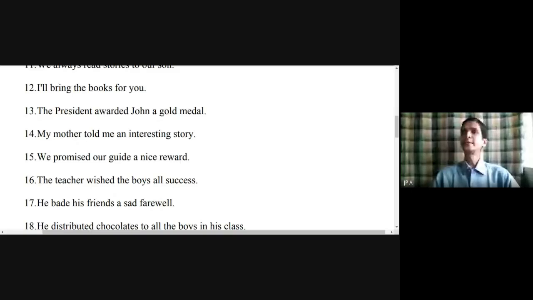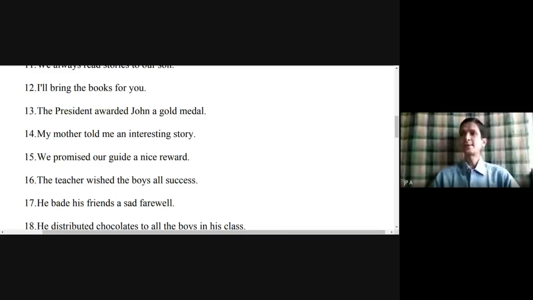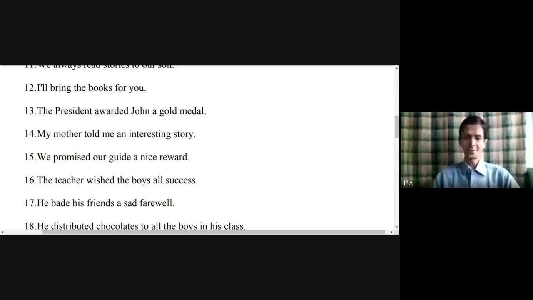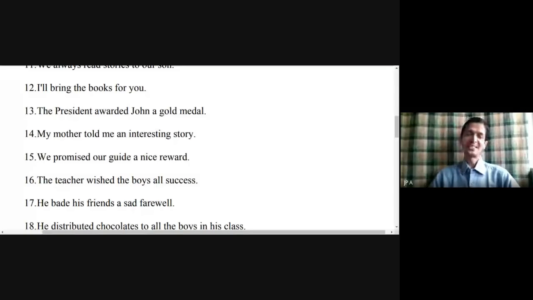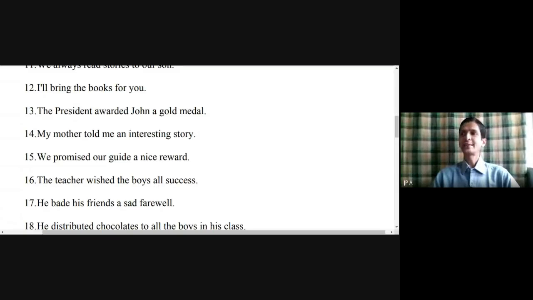The next one. He distributed chocolates to all the boys in his class. He distributed. Distributed is the verb. Distributed what? Distributed chocolates. Very good. Chocolates is the direct object. And which is the indirect object? All the boys. Very good. All the boys is the indirect object. So chocolates is the direct object and all the boys is the indirect object.